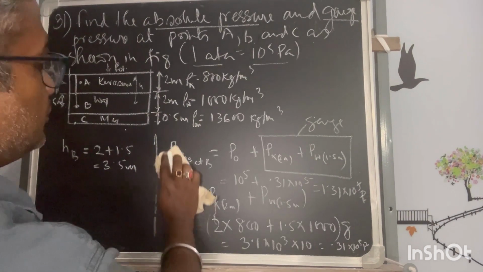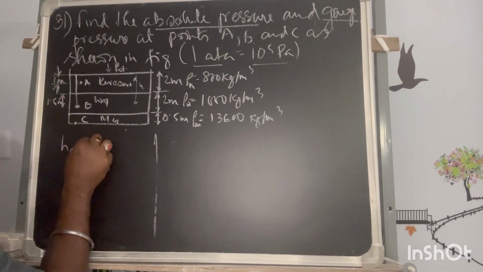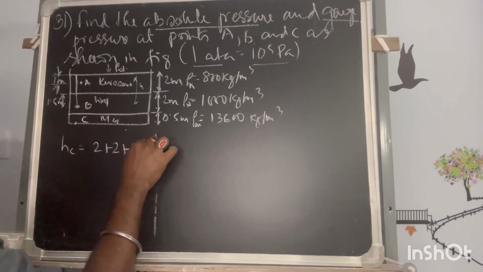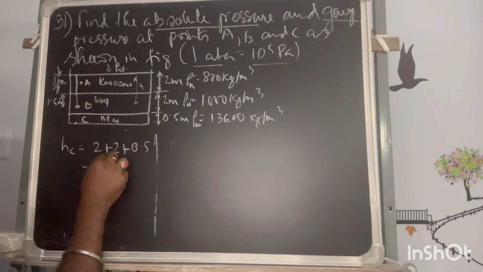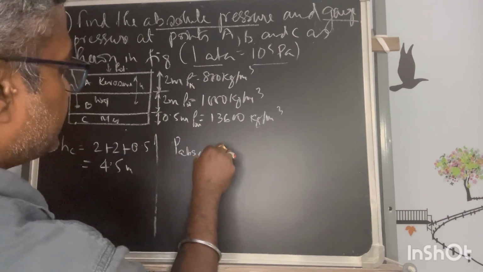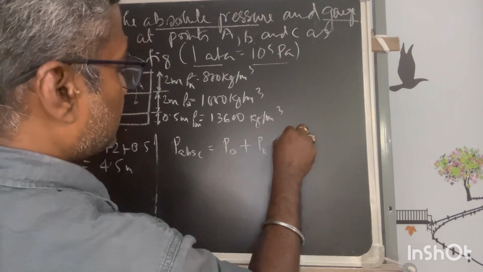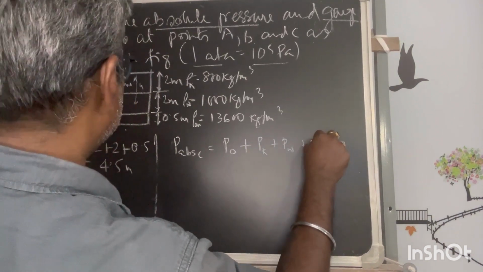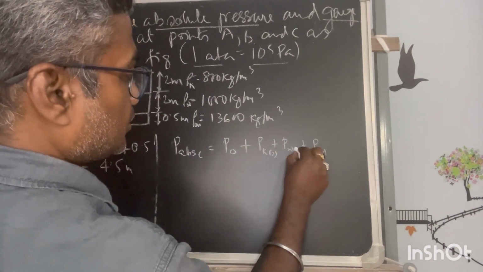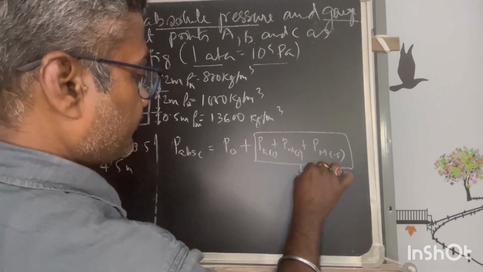Okay, next comes your point C. The height for point C is equal to 2 plus 2 plus 0.5, because that is in the bottommost part. So 4.5 meter is the height. Again, the absolute pressure for C is equal to atmospheric pressure plus the pressure due to kerosene plus the pressure due to water plus the pressure due to mercury, because I am taking the full column. So this is 2 meter, this is 2 meter, this is 0.5 meter.